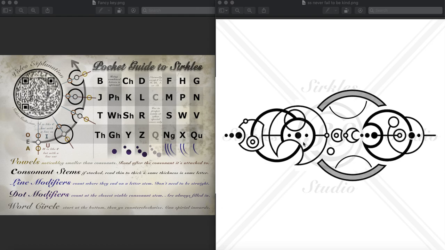So anyway, never fail to be kind is this design, and I really like its minimalistic layout. Oh, and line thickness doesn't matter at all whatsoever. I just put some thicker lines to kind of help with the balance of it. And having some thick lines and thin lines makes the thin lines seem even thinner.